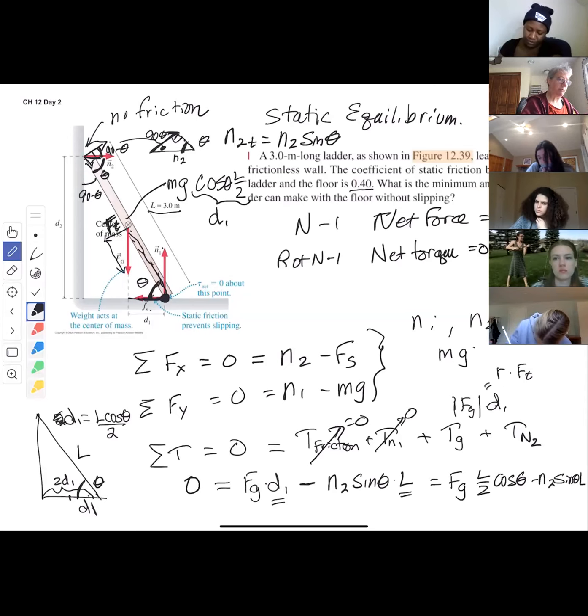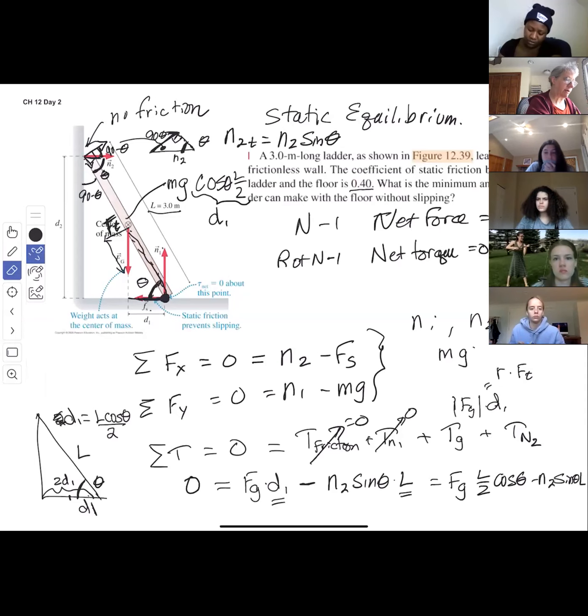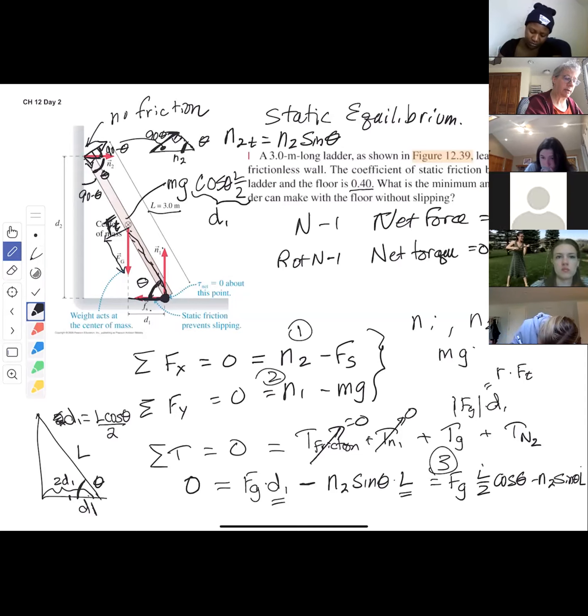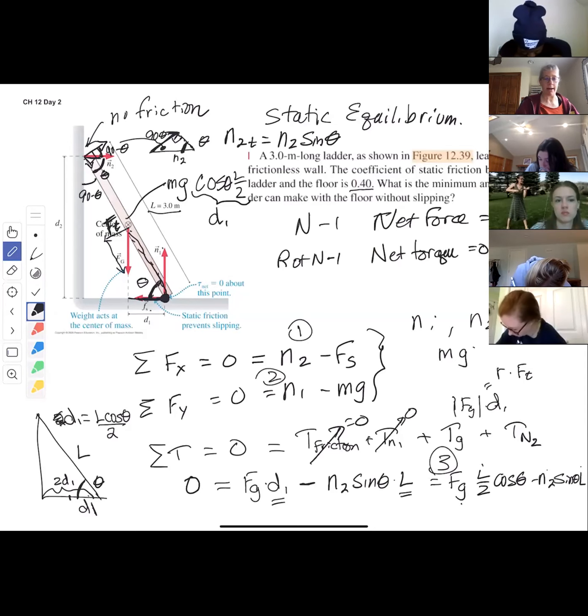So now let me kind of reassess things. I have a third equation now, so I've got 1, 2, and now 3 equations. We know the length of the ladder, so that's not introducing something we don't know. And N2 and FG were already in our list of unknowns. So I argue right now we have 3 equations, 3 unknowns. So this problem can be solved.